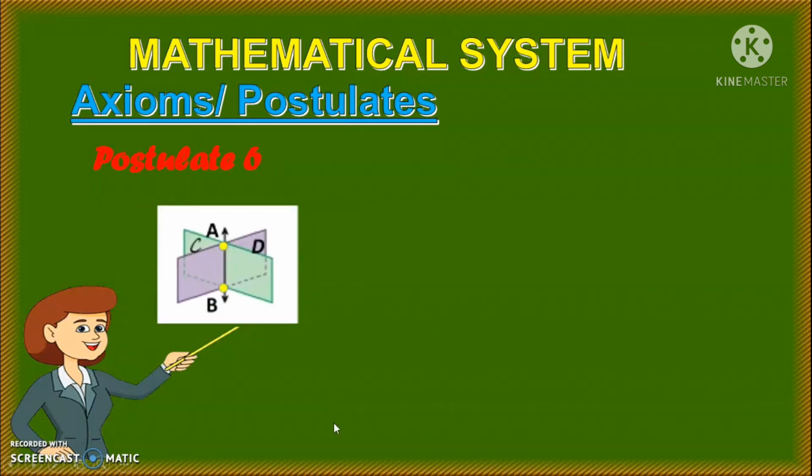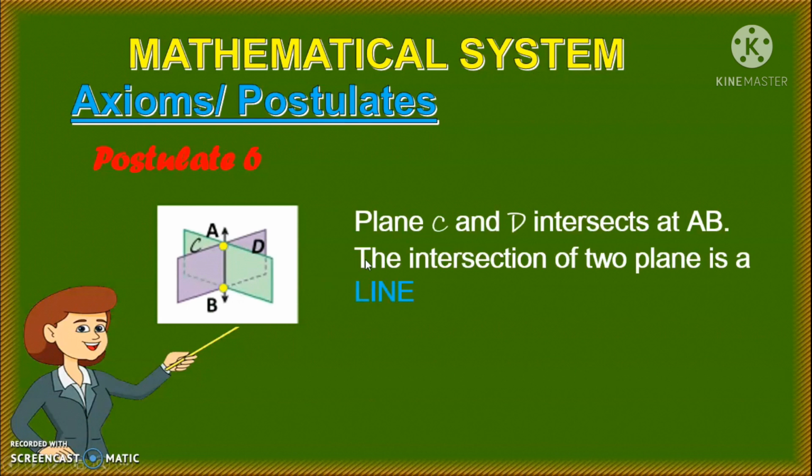Postulate 6: we have 2 intersecting planes, which are plane C and plane D, nag-i-intersect sila. So, ang points of intersection, unang point of intersection ay si A, pangalawa ay si point B. So, planes C and D intersect at AB or line AB. The intersection of two planes is a line. Ito yung line of intersection nila, nagpo-form ng line.